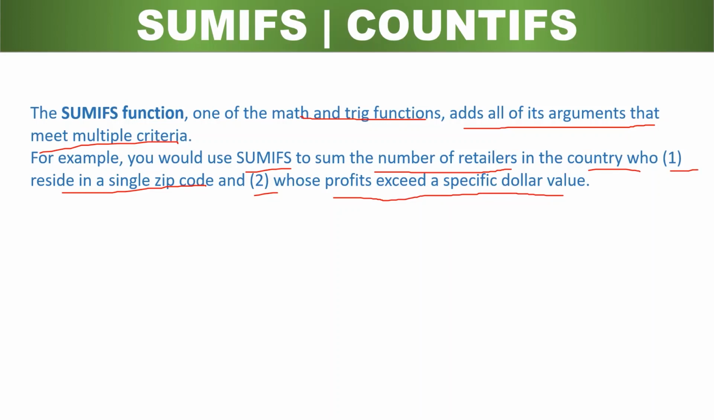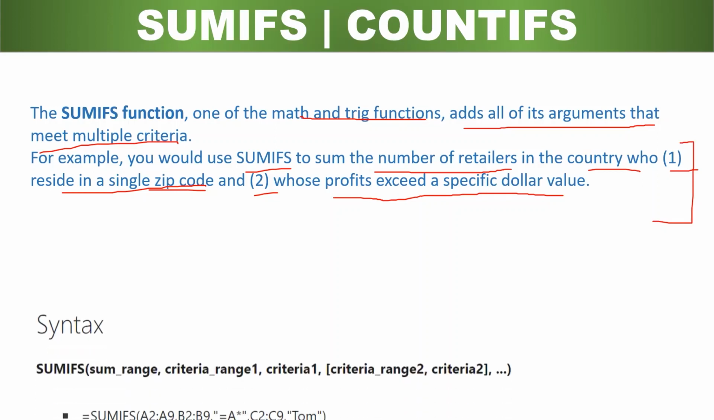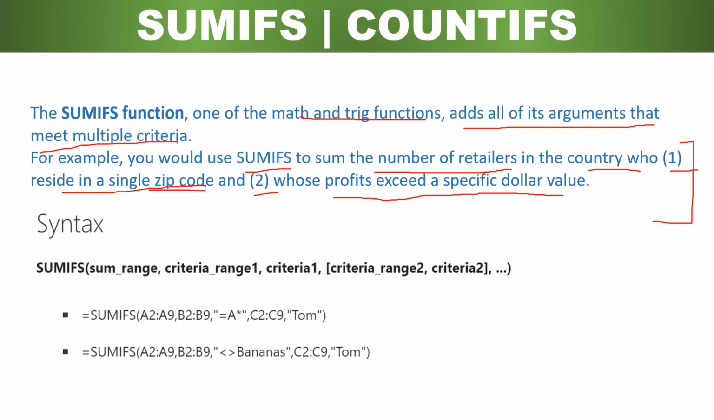One is that it should reside in a single zip code. Second is that the profit exceeds the specific dollar value. So we have to find the sum of all those retailers. So you can use the SUMIF function. And in this case, if you want to calculate the number of retailers only, not the sum, then you can use COUNTIF. So this is the syntax of SUMIF.